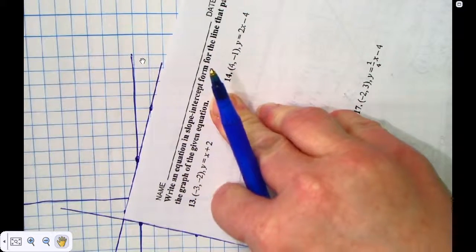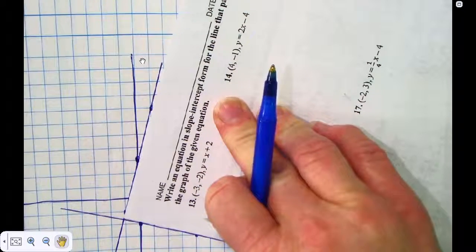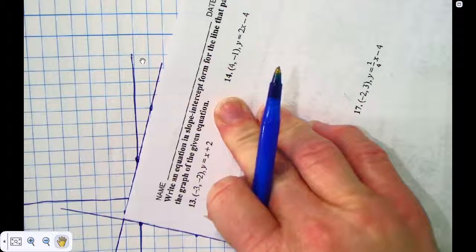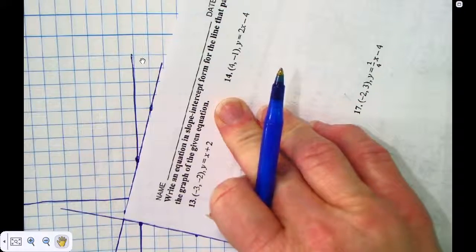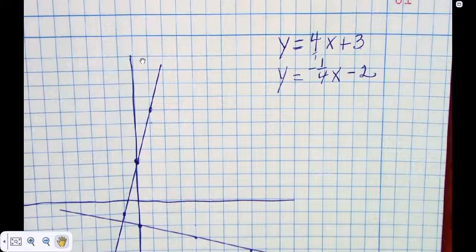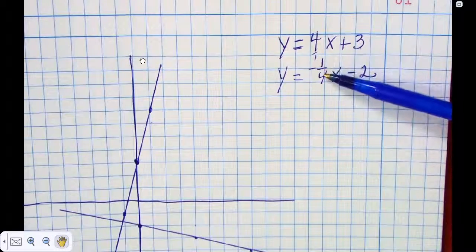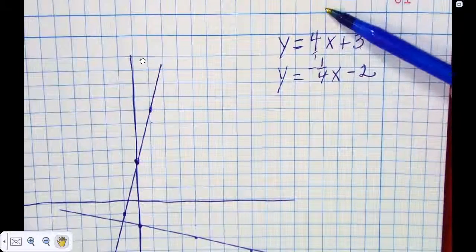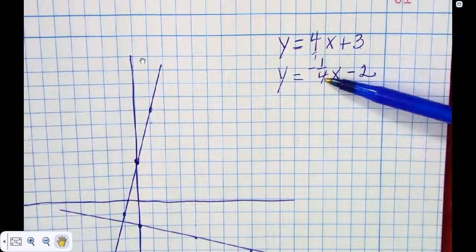It's a right angle. Who knows what that's called? When two lines intersect and they make a 90-degree angle. Perpendicular. It's perpendicular. They're perpendicular lines. Notice the slope. Look at the slope. That's 4. That's negative 1/4. Hey, everybody look at it. Okay? All right?